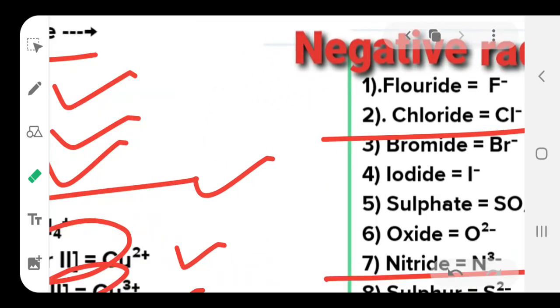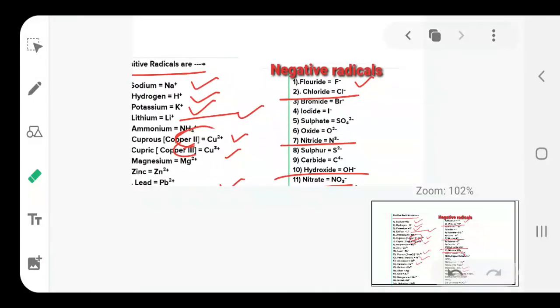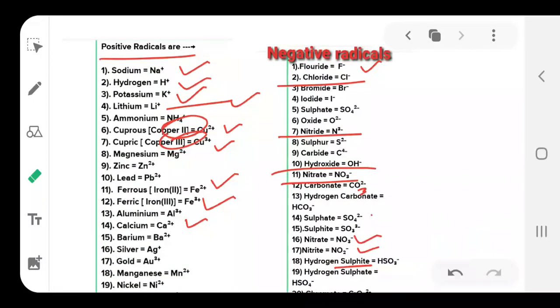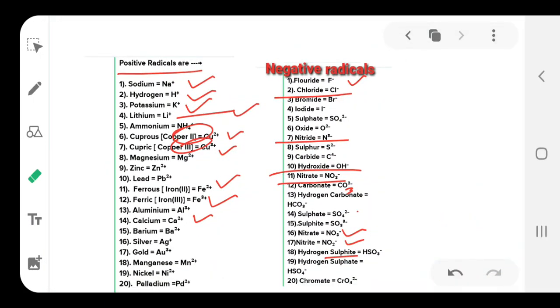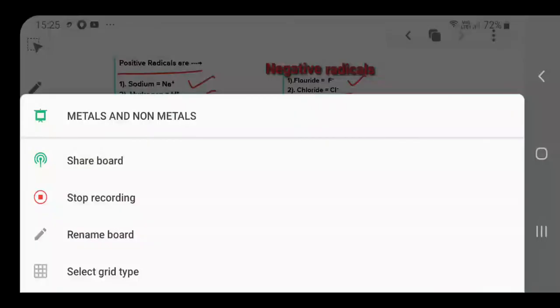As well as positive radicals, I have just shown it in brief. So make sure when you read these tables, write them properly and rewrite them so that this thing gets settled in your mind. Once you know these names and radicals, then you can work well with making formulae and can understand chemical reactions and equations. So practice it as hard as possible and learn them. Okay, take care. Bye.